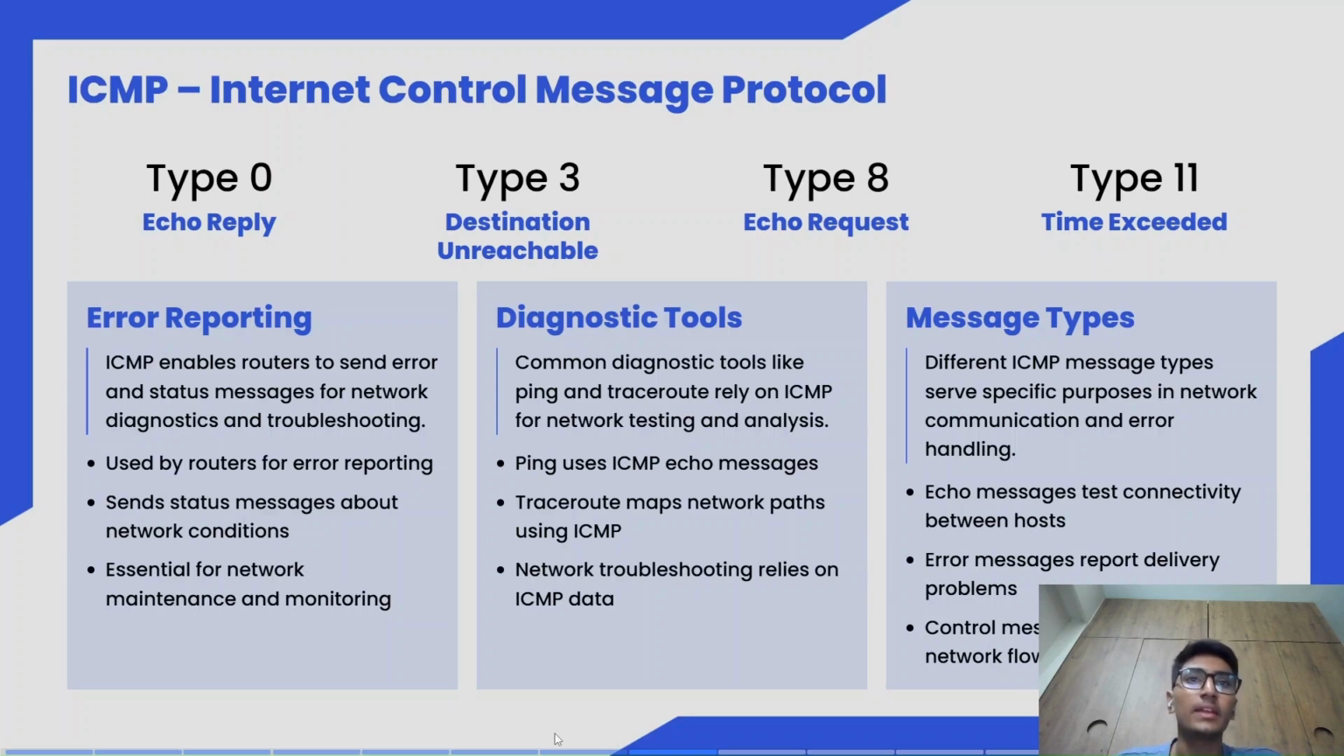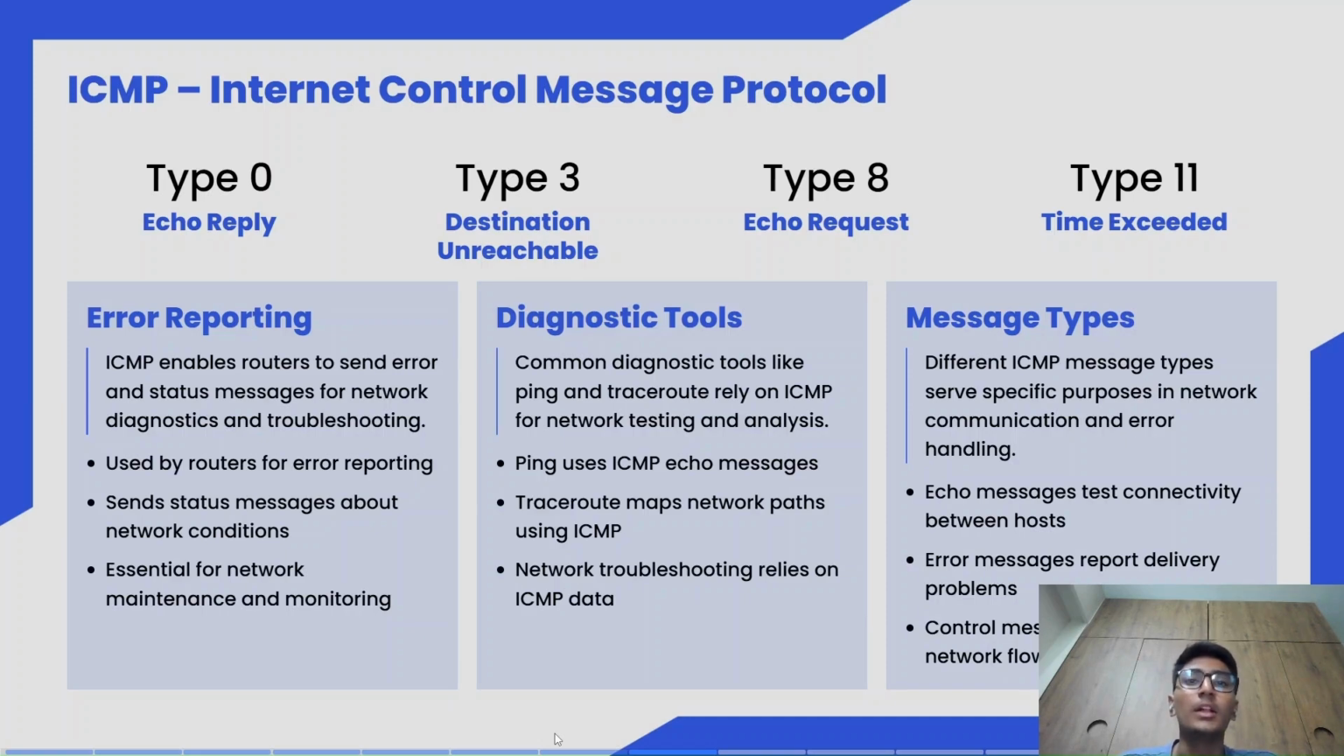Since IP is connectionless, it lacks built-in error handling and relies on ICMP for vital control and error messages. The first one is error reporting. ICMP is primarily used for error reporting. It enables network devices like a router to send error and status messages.